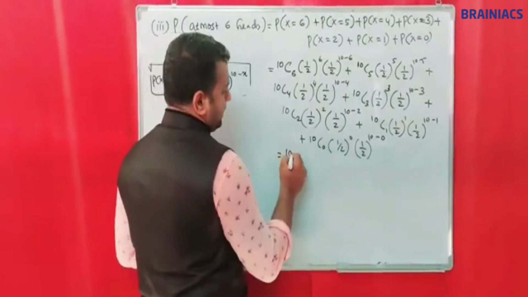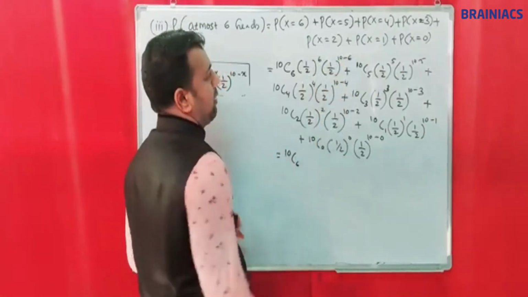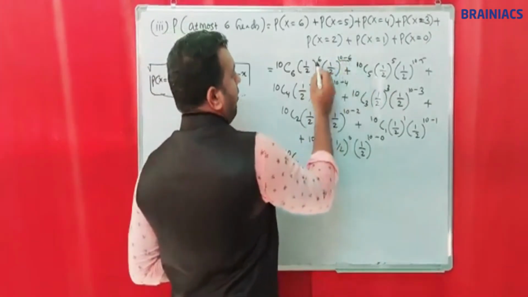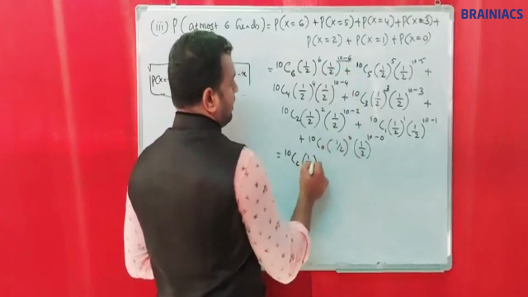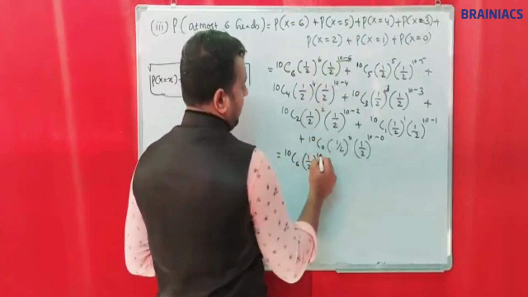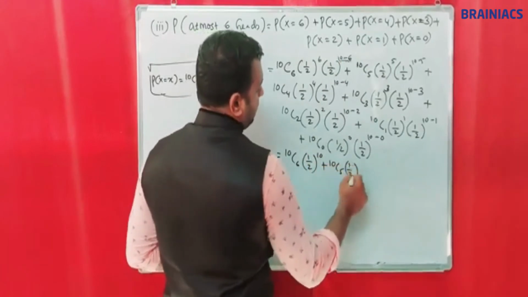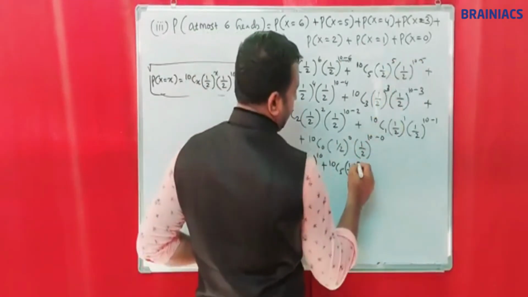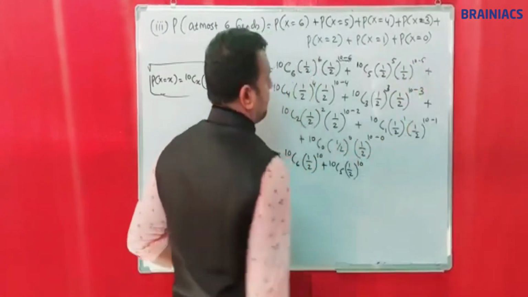Here 10C6 into 1 by 2 raised to 6 and 1 by 2 raised to 10 minus 6, which is 4. 1 by 2 raised to 6 and 1 by 2 raised to 4 can be written as 1 by 2 raised to 6 plus 4, answer is 10. Again 10C5, 1 by 2 raised to 5 plus 5, answer is 10. Again 10. Okay.